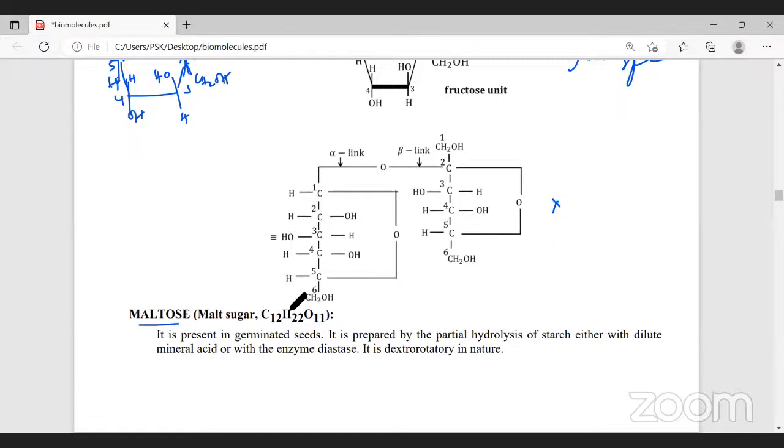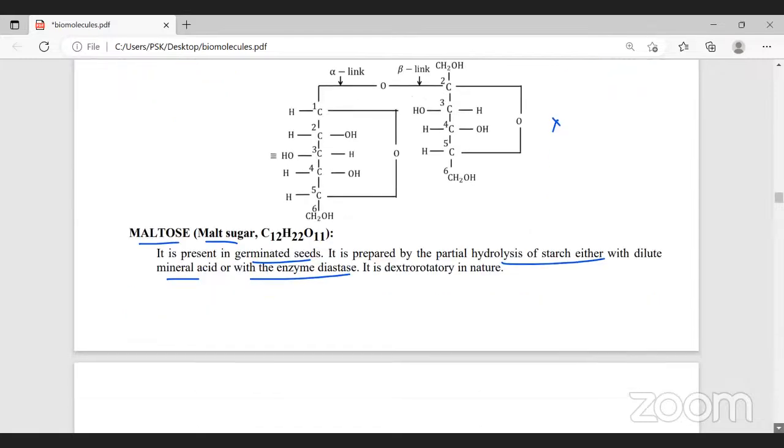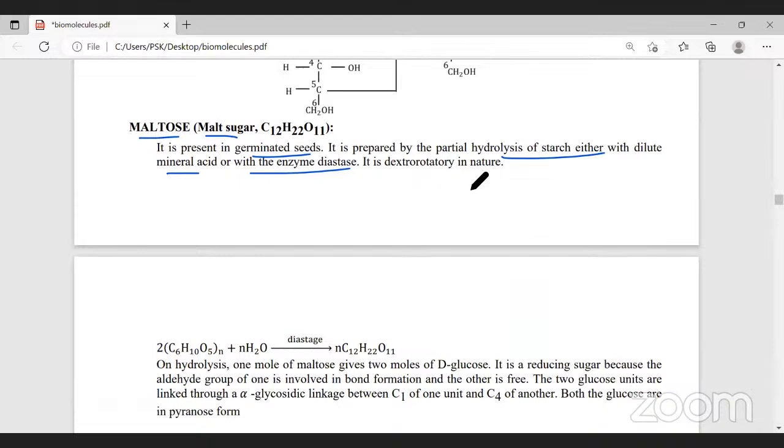Now coming to maltose. Maltose is also called malt sugar. It is present in germinated seeds. It is prepared by partial hydrolysis of starch, either with dilute mineral acid or with the enzyme diastase. So maltose on hydrolysis with a mineral acid like dilute HCl or H2SO4, or with the enzyme diastase, we get two monosaccharide units. It is dextrorotatory in nature.